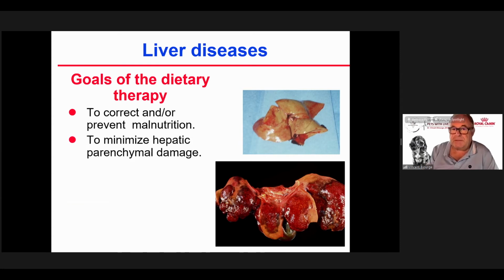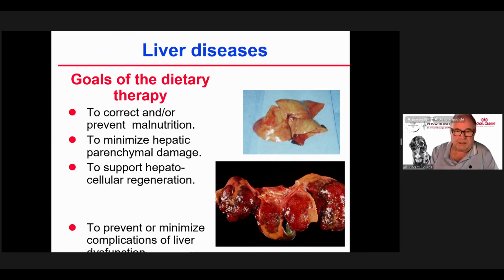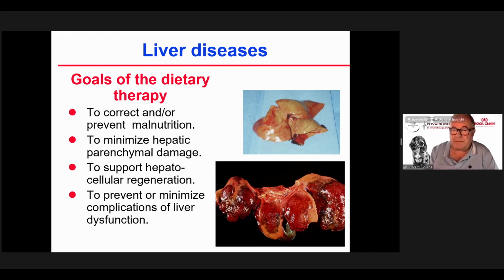The second one is to minimize hepatic parenchymal damage. As you will see, some nutrients can damage the parenchyma in a sick liver. Finally, we will promote regeneration. The liver is a very special organ that is very good at regenerating, but it has to have the nutrients that are necessary for that regeneration. And finally, we want to prevent or minimize the most common complications of liver dysfunction, that is hepatic encephalopathy and ascites.